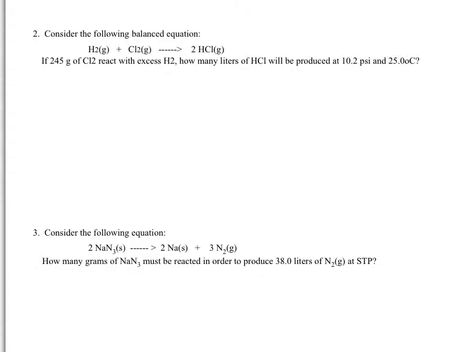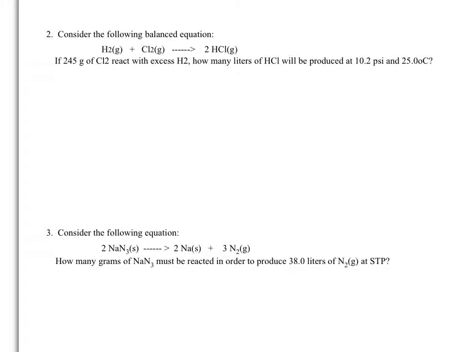So we're on number 2 on page 20, because that wasn't your homework last night, because it was non-STP. Consider the following balanced equation. If 245 grams of Cl2 reacts with excess H2, how many liters of HCl will be produced at 10.2 psi and 25 degrees Celsius? Is this at STP? No, I can tell because the temperature and the pressure are at non-STP conditions.